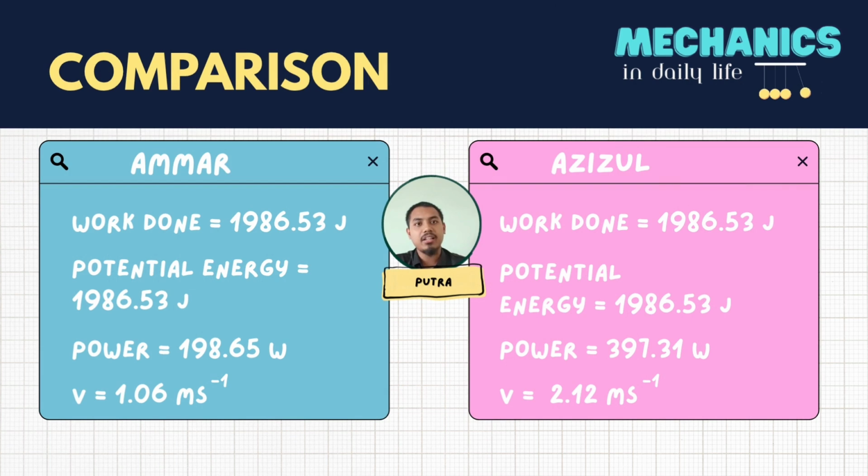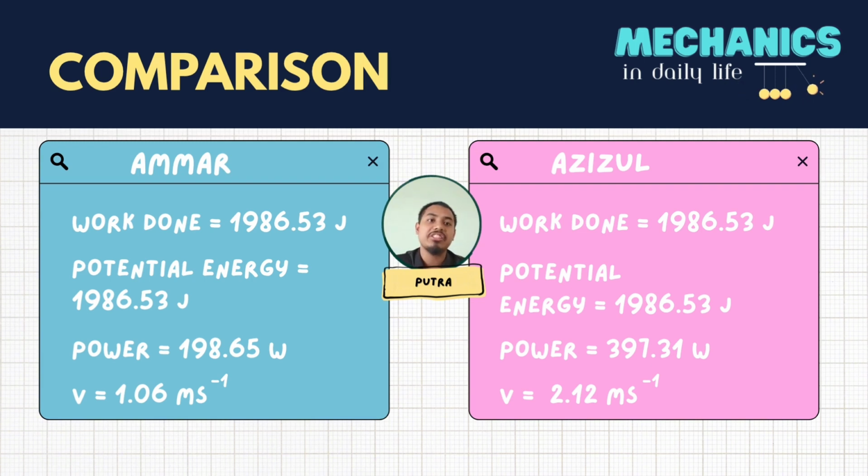For the last slide, let's compare the results of both students. As we can see, the work done is the same, which is 1986.53 joules. This is because both students have the same body mass and climb the same vertical height. Similarly, the gravitational potential energy gain is also the same, which is 1986.53 joules. However, there is a significant difference in power and speed.